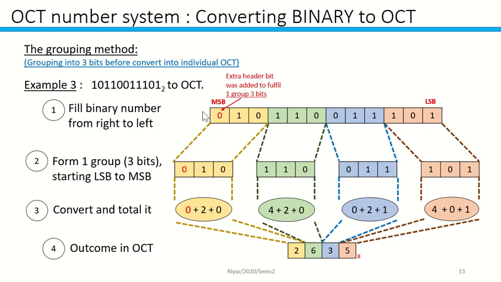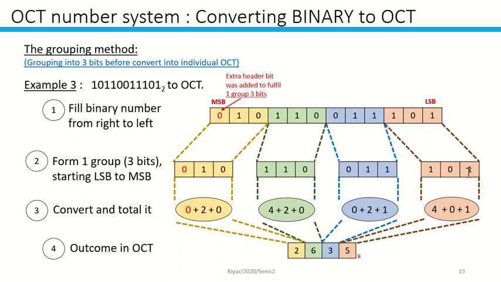There is nothing over here, so you just put 0 as an extra header so that one group will have 3 bits. From here, you group the first 3 bits to this part, second 3 bits for this part, third 3 bits for this part, and last group to this part. After you form a group of 3 bits from LSB to MSB, make sure you start from LSB to MSB, and then just change the binary to your octa number.